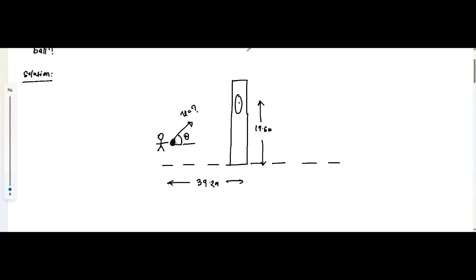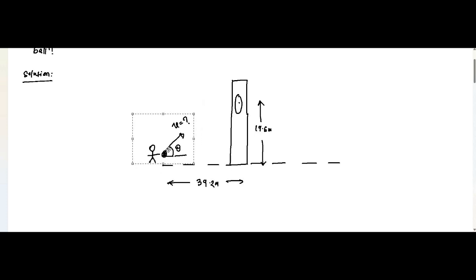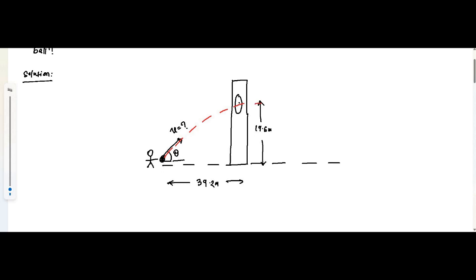So the ball undergoes this kind of a trajectory. Actually, this whole thing starts here. Let's bring it a little bit below. Here. So the ball undergoes this kind of a trajectory. It passes through the window, and it reaches this position here.